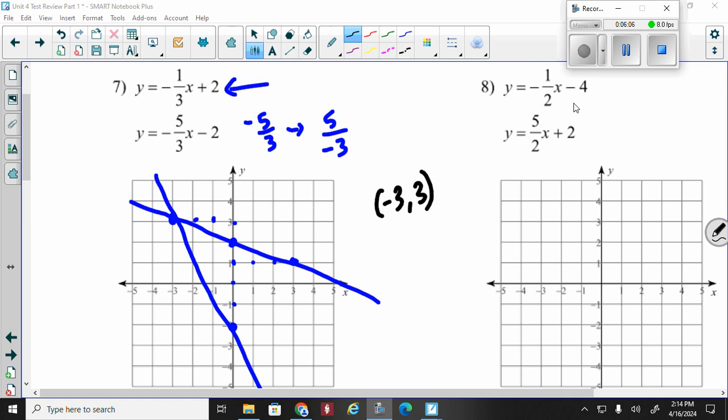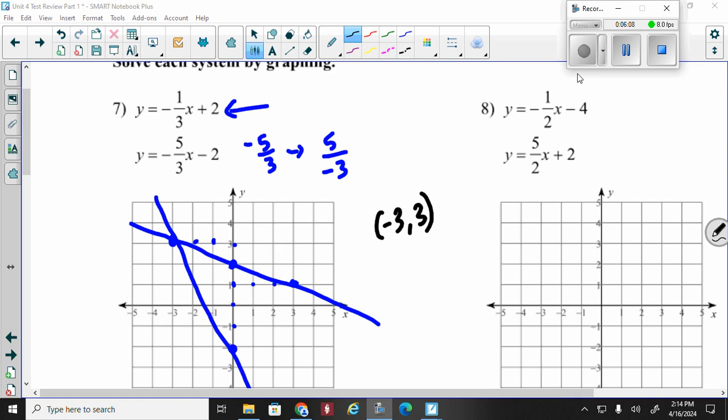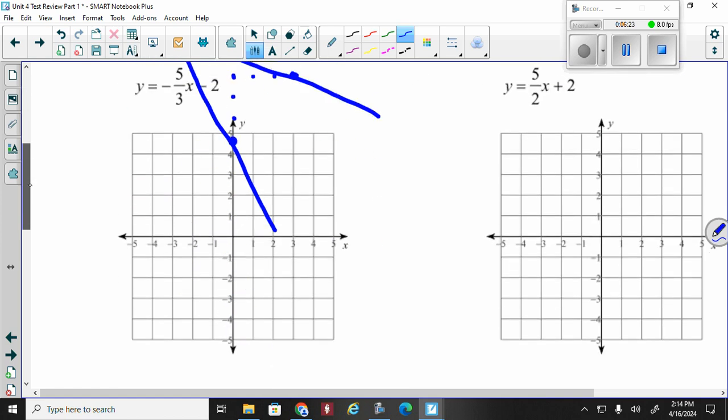Okay, for the next question, you do it the exact same way. And again, just to keep from having to explain everything and making this video longer than it should be, where the two lines intersect would be negative 2, negative 3. And if you need help on that, please make sure you ask while you're in class.